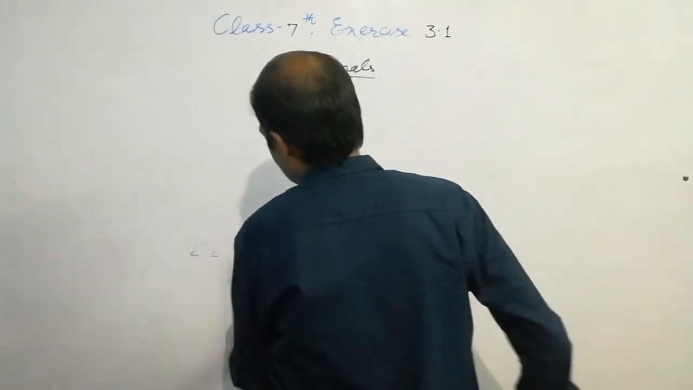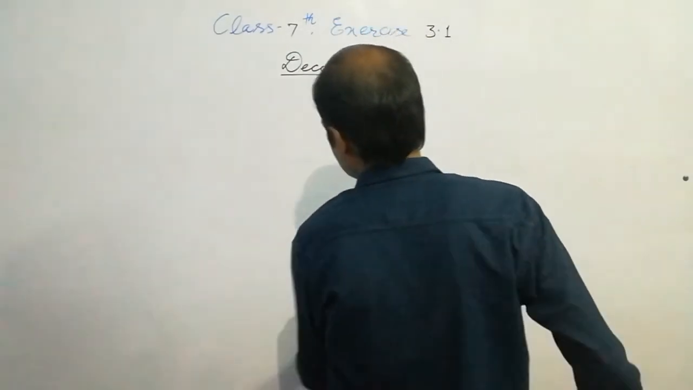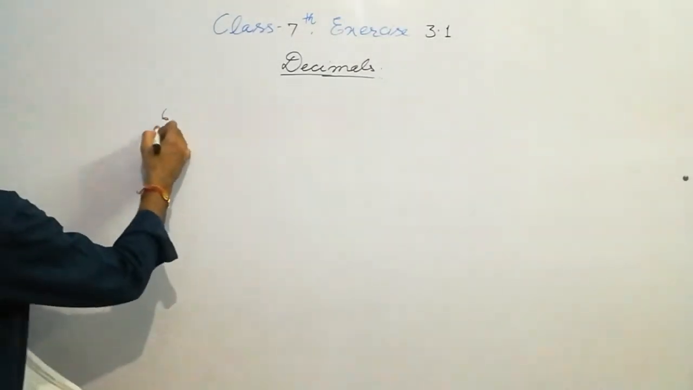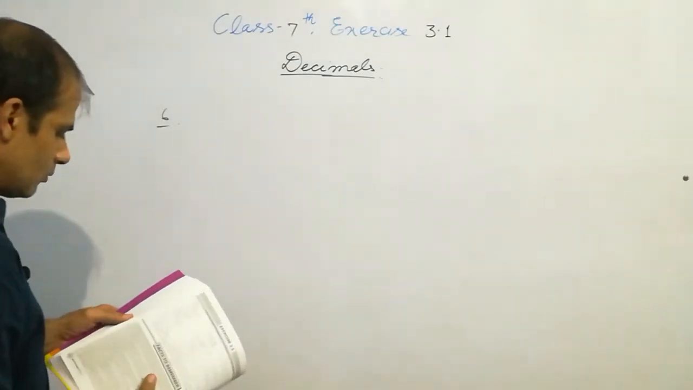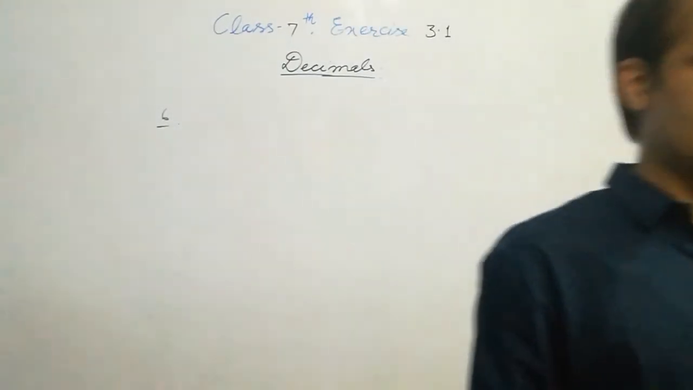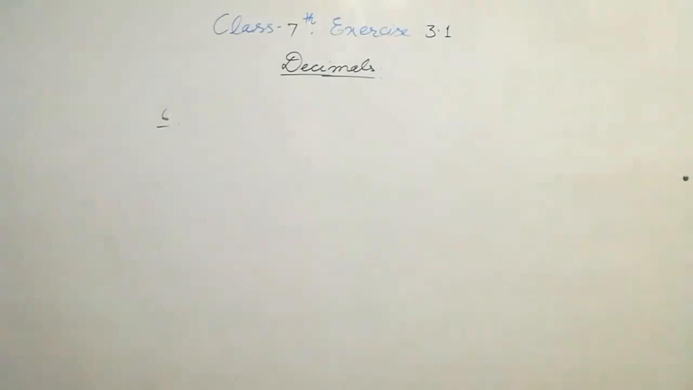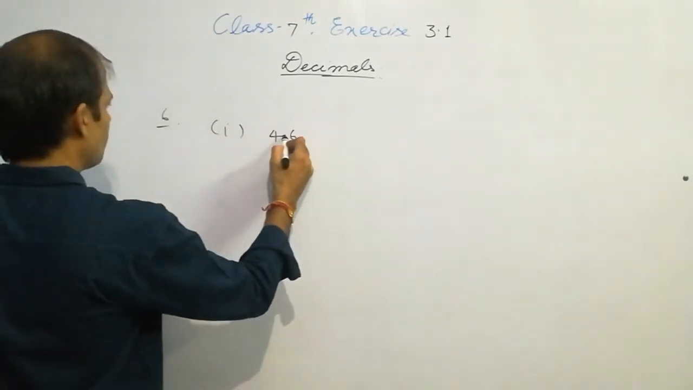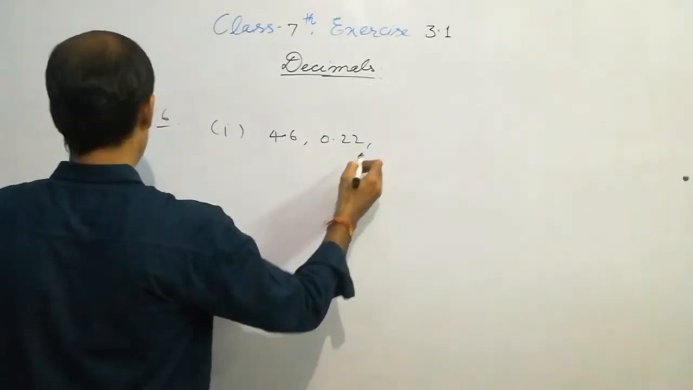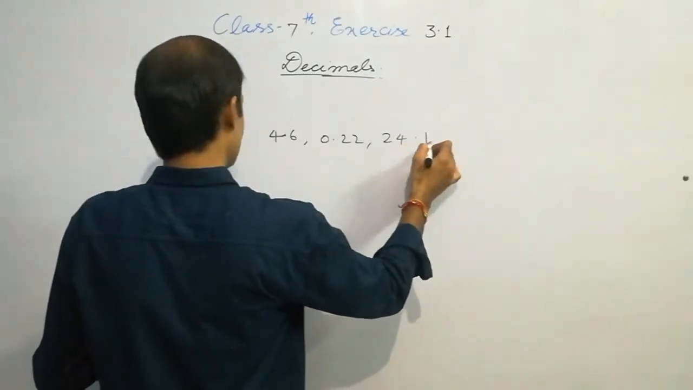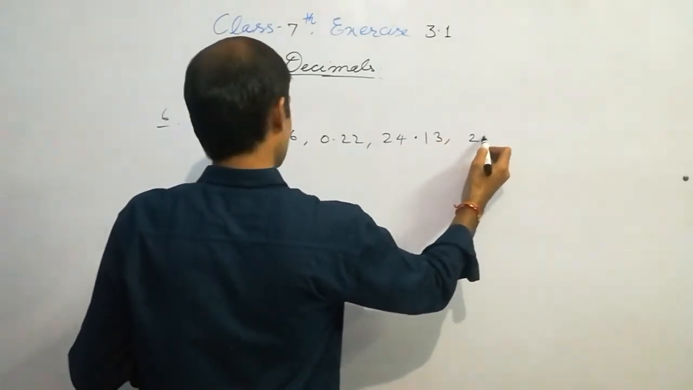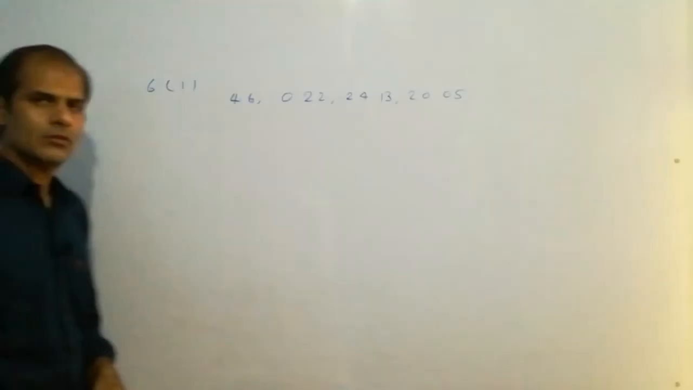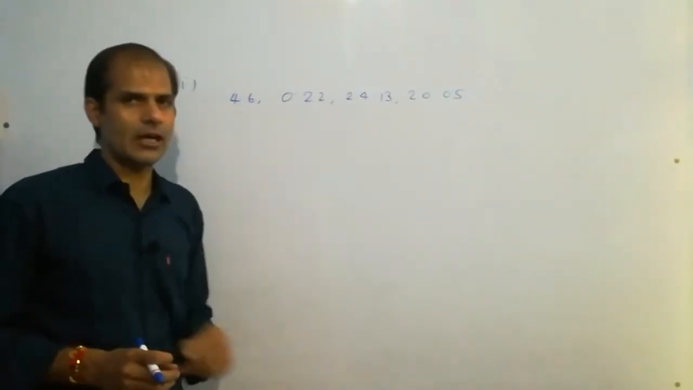Next and last question is sixth question. Sixth question is very interesting. We have to write the numbers in ascending order. So you know the meaning of ascending order, students. I am going to solve first part only. 4.6, 0.22, 24.13 and 20.05. So listen carefully. We have to arrange these numbers in ascending order.